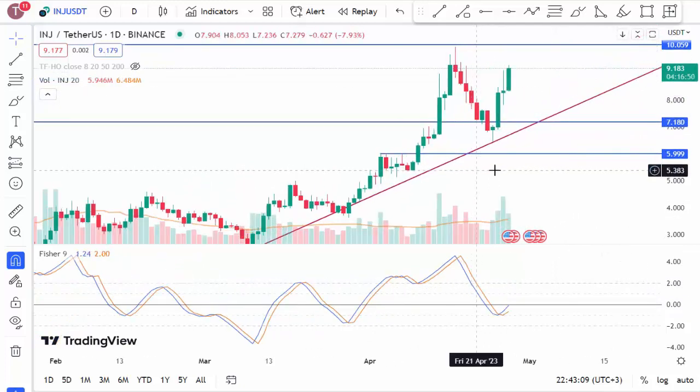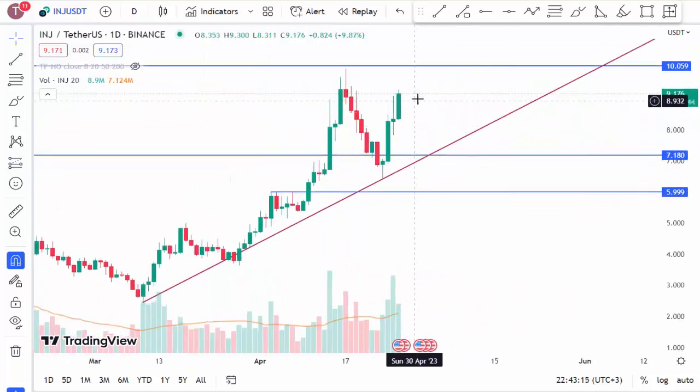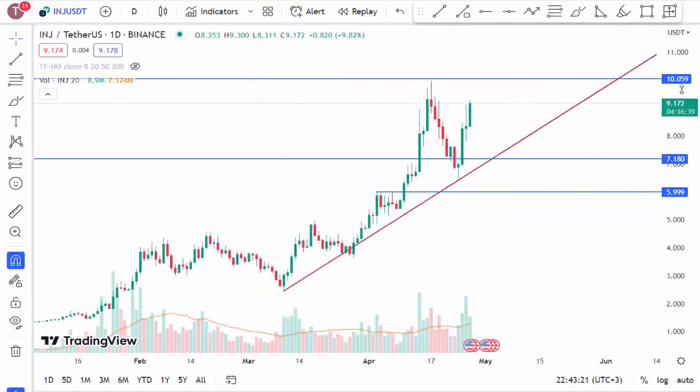Of course, we are not at the buy point right now. If it comes to the support zone during the retracement or if the 10.59 level is broken, it will be more appropriate for us to give a buy signal.